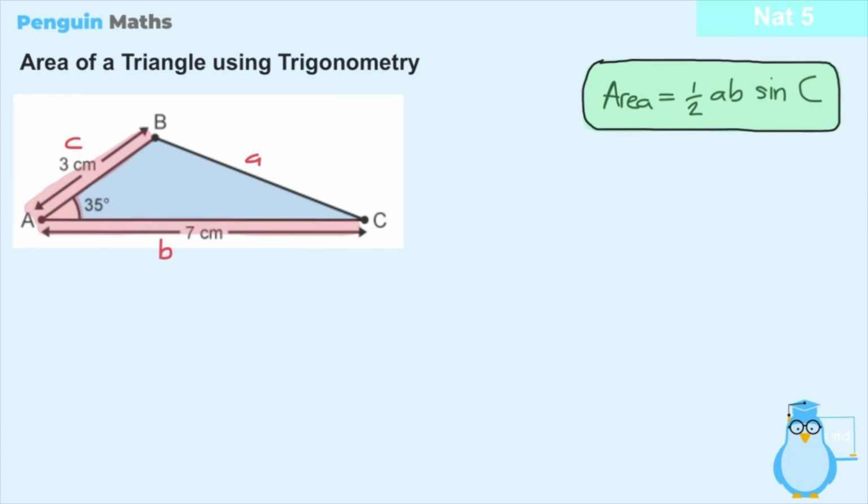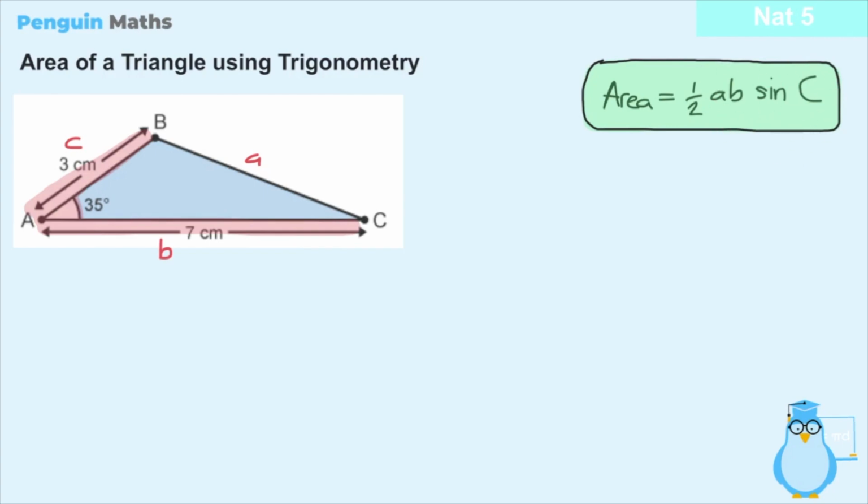And because we have two sides plus an included angle in between, that means we can calculate the area of this triangle. The general form of the equation is a half AB sine C, with A and B representing the two sides and C representing the angle in between A and B.